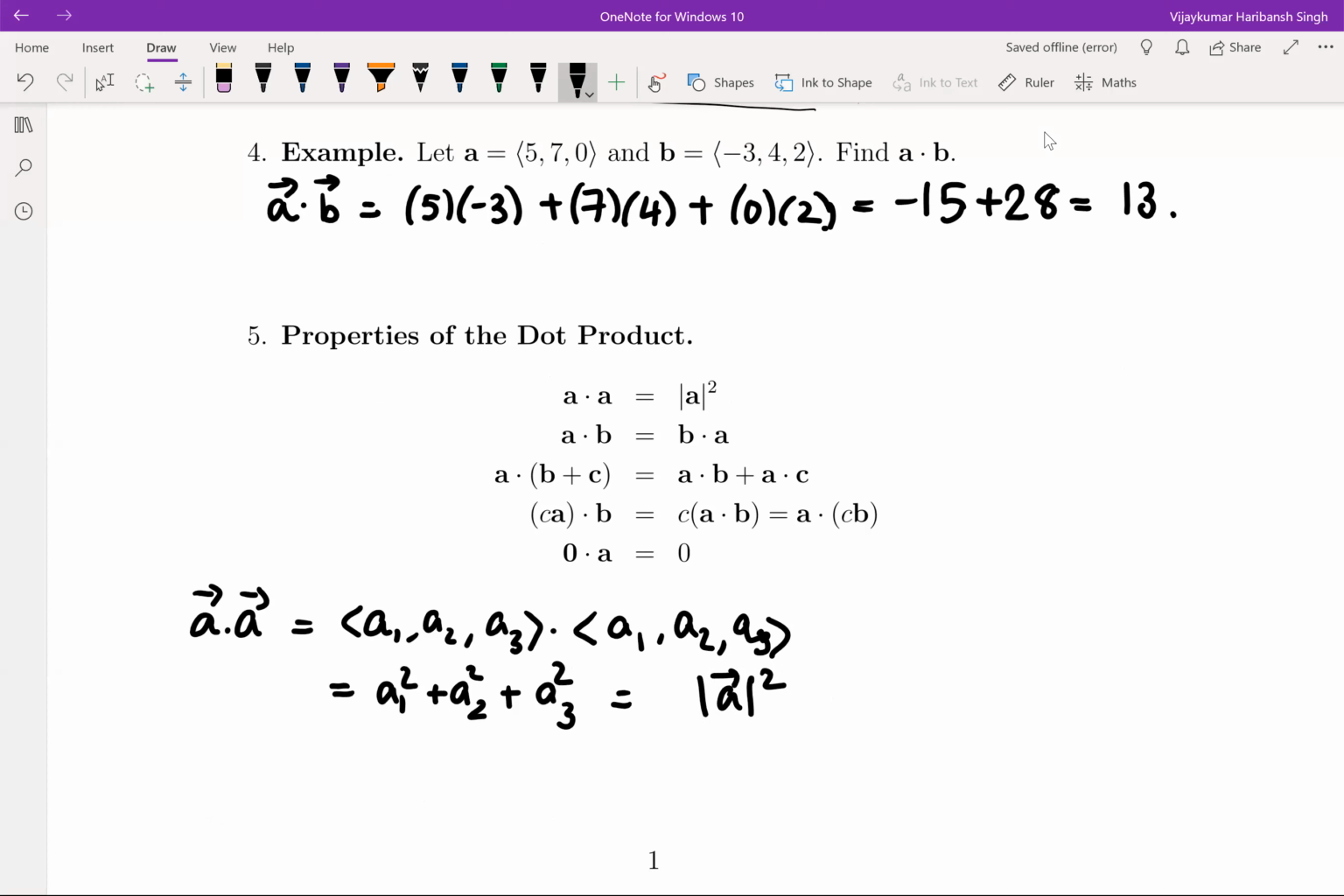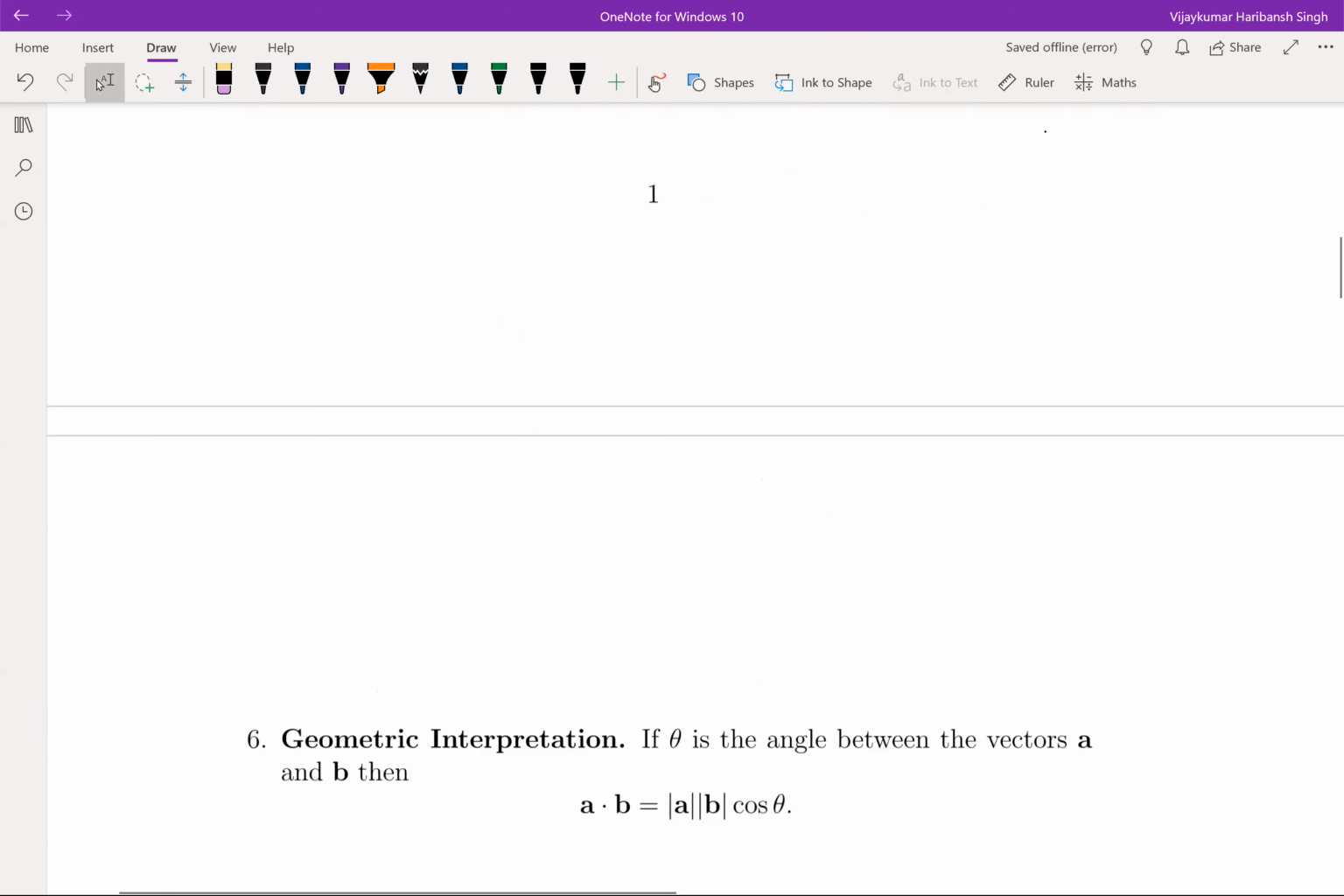Similarly, the other formulas can be verified, namely A dot B is the same as B dot A. A dot (B plus C) is A dot B plus A dot C. This is the distributivity of the dot product over addition. C times (A dot B) is (CA) dot B, which is A dot (CB), and 0 times A is 0 as a scalar. So these are a few properties of the dot product which can be verified very quickly.